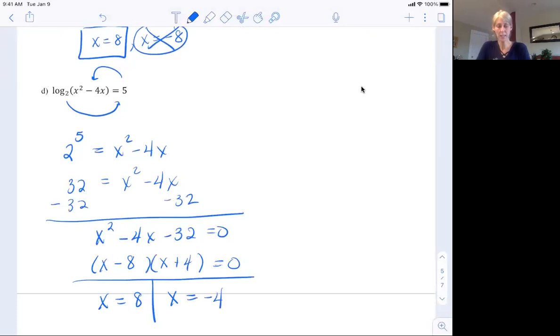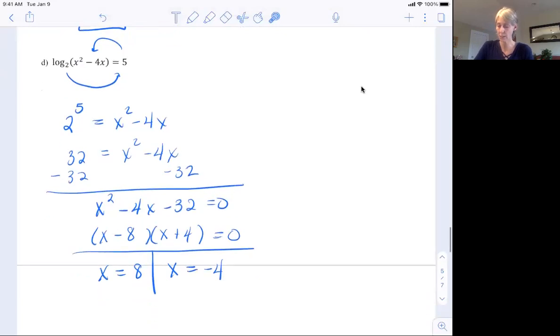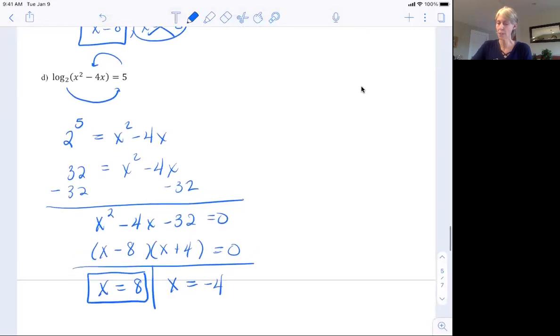Now here's where we want to be careful. Remember, I only care about my solution. I can get a negative answer as long as it makes the argument positive. So if I'm going to check each one of these in my head, if I plug 8 in, 8 squared is 64. 64 minus 32, that's going to be positive. So I don't even have to do all the math. I just have to know it's going to give me a positive number. So that works.